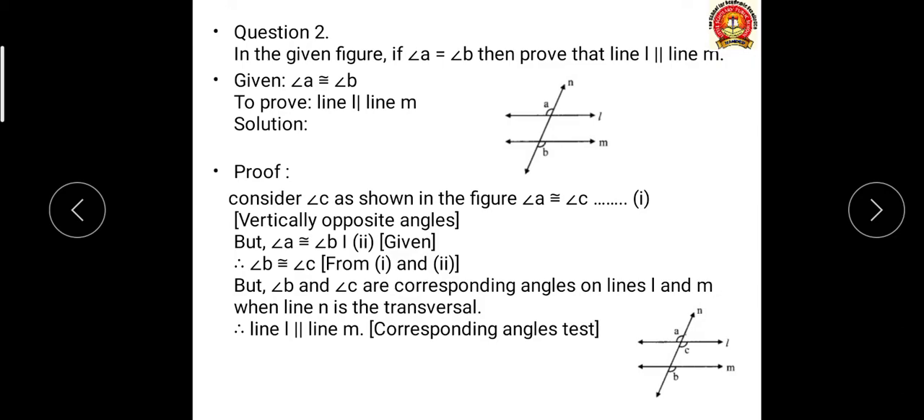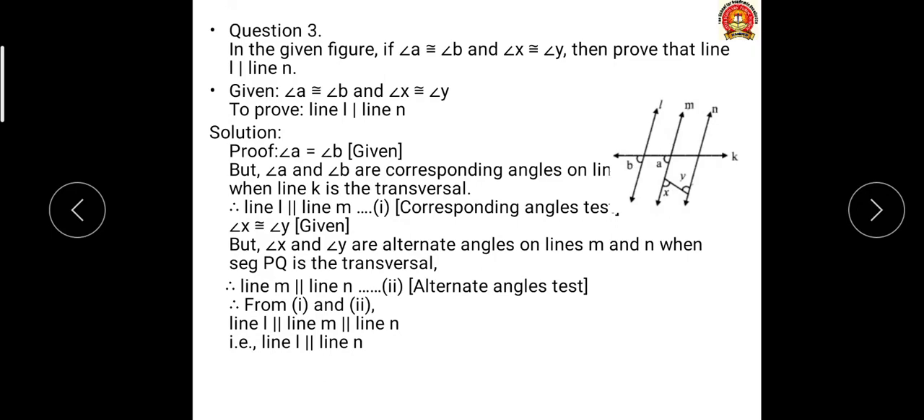By using another method also you can prove. Consider this angle, linear pair angle. So by using that concept also you can prove this theorem by using any test of parallel lines. Understood? Very simple it is.